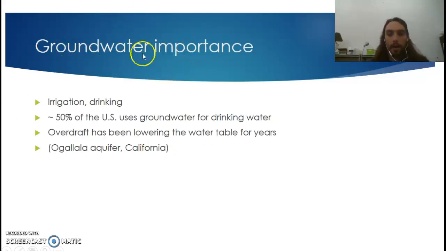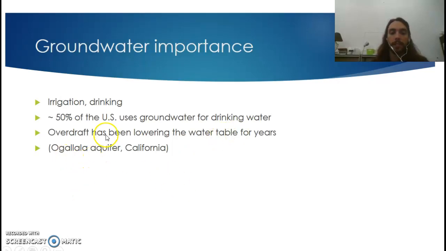So why is groundwater important? Well, you should probably already know that, but it's really important for irrigation and drinking. And around 50% of the U.S. uses groundwater for drinking water. This is a quiz question. 50% of the U.S. uses groundwater for drinking water. That's a lot. That is an amazing amount of groundwater being used by us. And then overdraft has been lowering the water table for years. Like we're having a really, really big problem, especially in California and Arizona right now with overdraft.